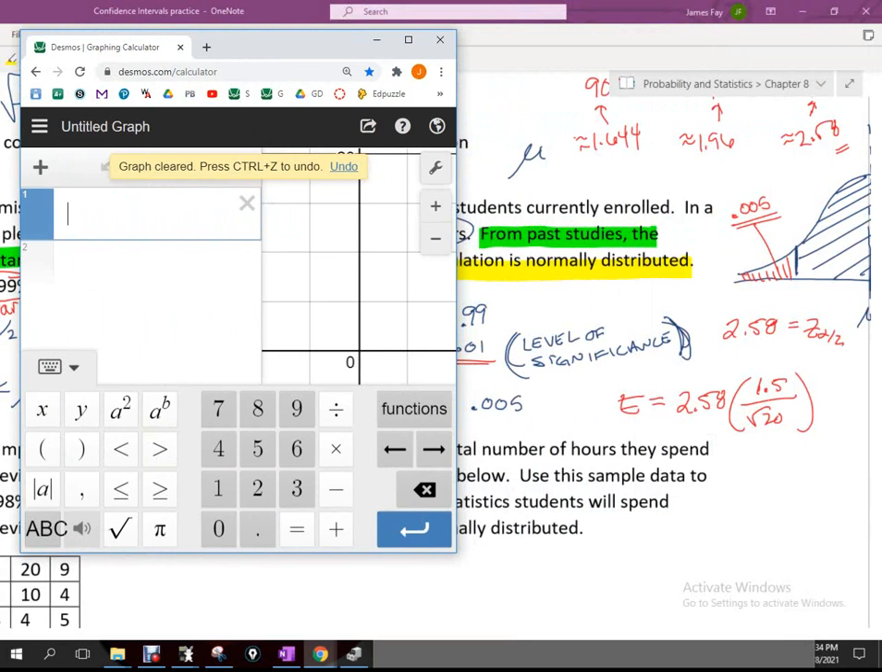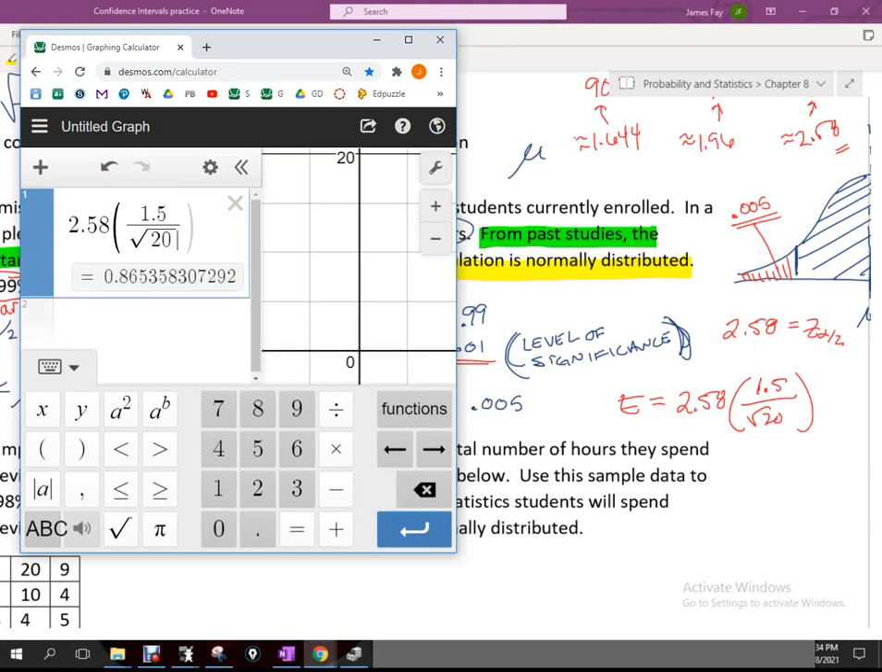I'm not a big fan of the TI-83/84s, and I understand that some of you probably don't like Desmos because you've got to get your computer out and all that kind of stuff. Desmos is on the App Store if you download it, and you can have it on your phone and all that kind of stuff.